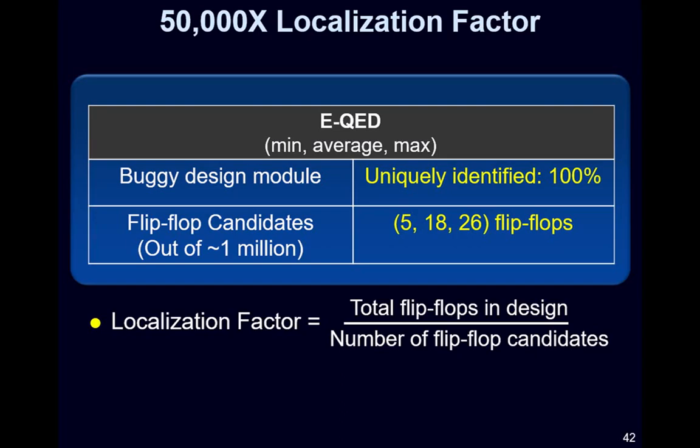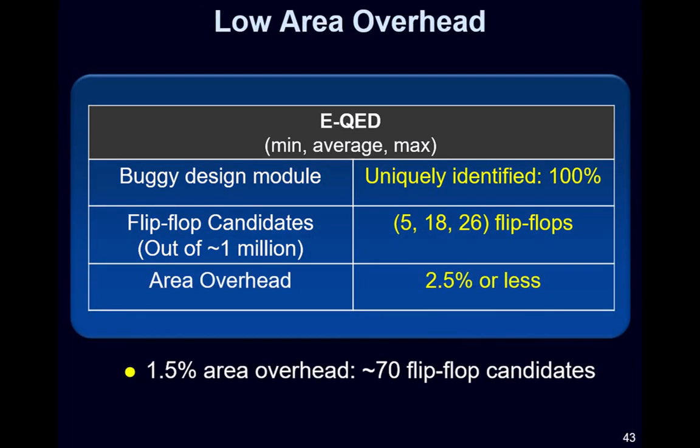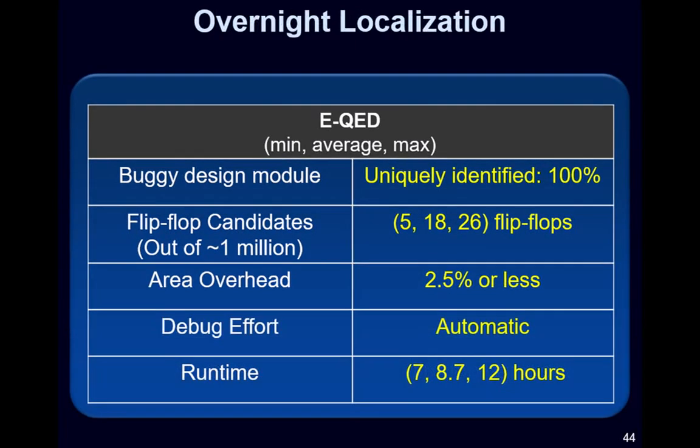Furthermore, we were able to localize the bug down to just an average of 18 flip-flops from the nearly 1 million flip-flops in the design, a localization factor of 50,000x. And this, of course, was done with an area overhead of 2.5%. But if we reduce the area overhead to 1.5%, our number of candidates only increased by a factor of 3 to around 70. And lastly, of course, this is an entirely automatic procedure. It's something you could let run overnight, and when you come back, you have your results. In total, this took less than 12 hours at an average of 8.7.